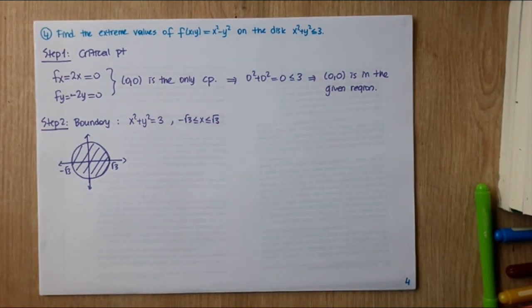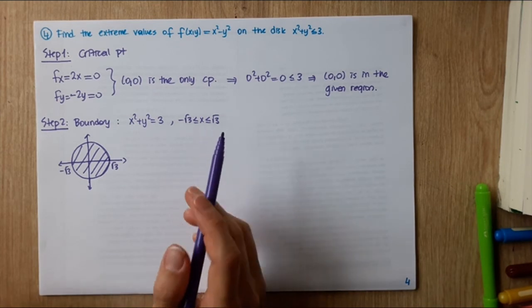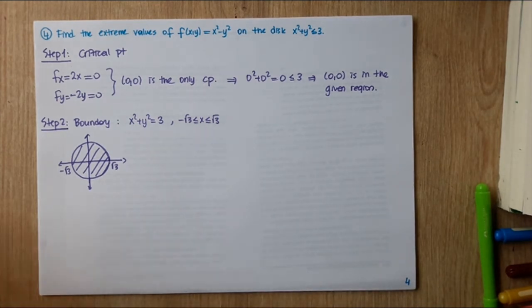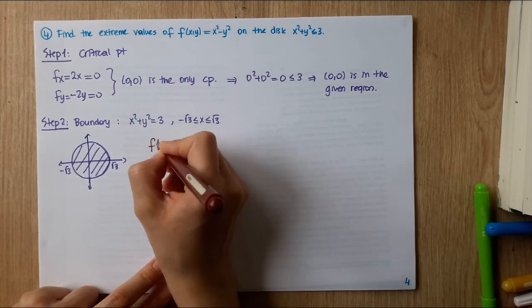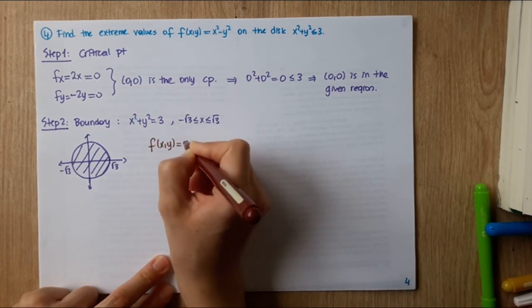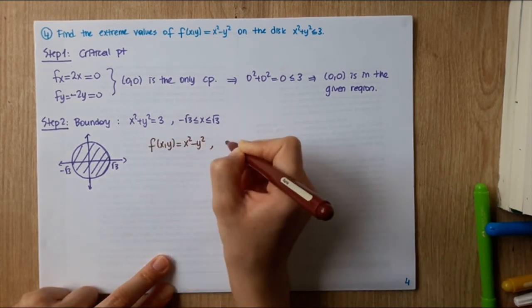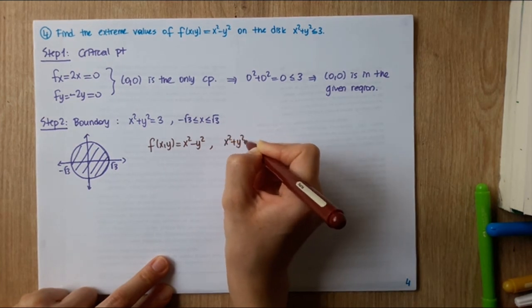Okay, so using this equality and this interval, we will obtain a new function which depends on x, and we will analyze critical points and endpoints of this function. Okay, so let's do it. First of all, I have f of x, y equals x squared minus y squared, and on the other hand I have x squared plus y squared is 3.